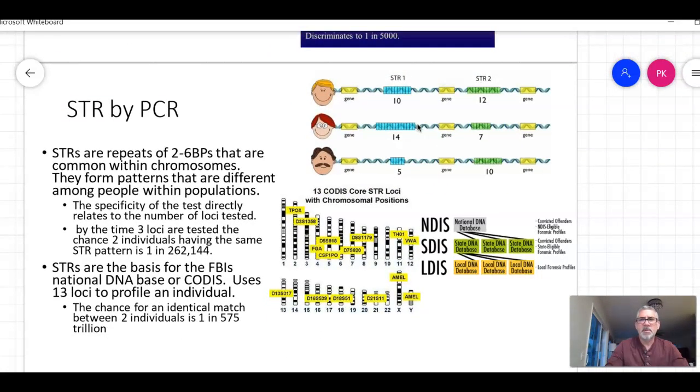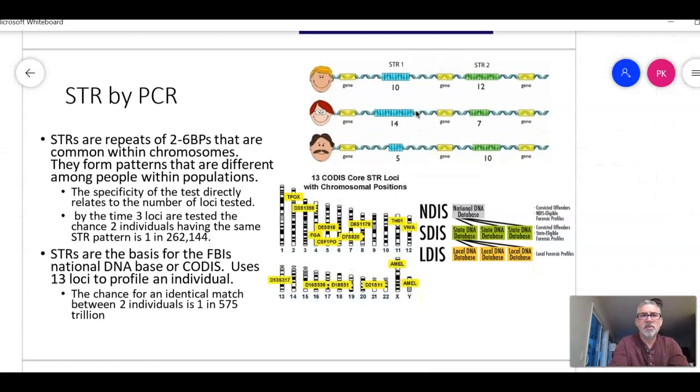So STRs by PCR. Short tandem repeats are 2 to 6 base pair regions within your genome, and there's a lot of them. But currently, law enforcement looks at 13 loci. A locus is a position, right? So currently they look at 13 loci. And if you look at this simple picture, these short tandem repeats, not everybody has them, but everybody has different amounts, and the pattern of those different amounts makes what is unique. And they're on different chromosomes, so they're inherited individually. There's a lot of variation.